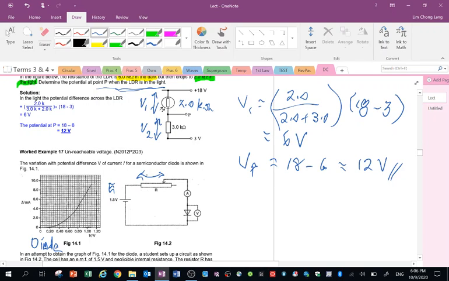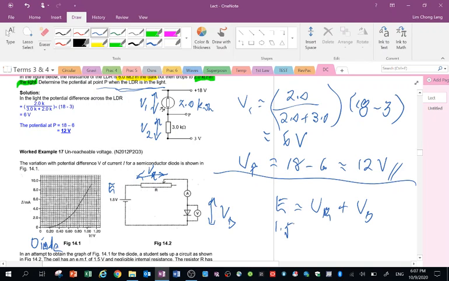Instead of V1, V2, now I have VR, let me write properly, VR. That's the PD across the resistor, and this one is VD, diode. So I will write the equation EMF equals to VR plus VD, right? So this 1.5, and then you have VR plus VD, okay?